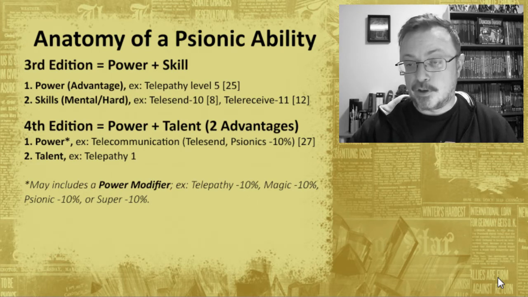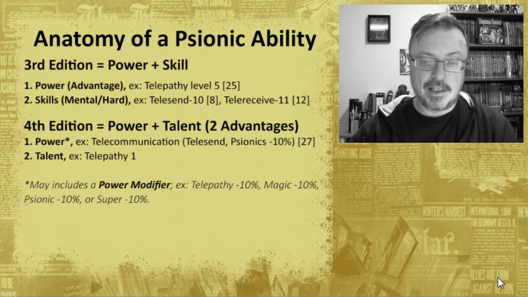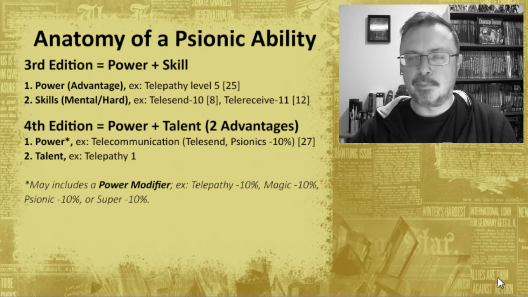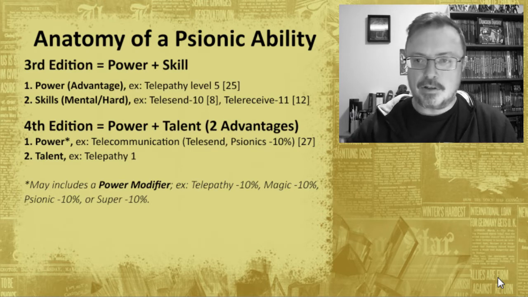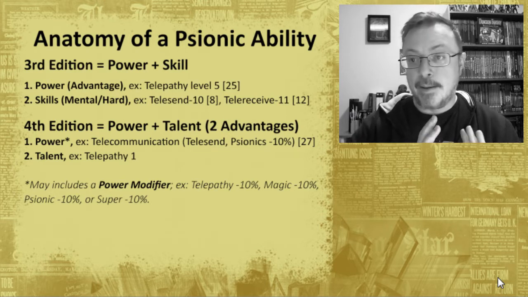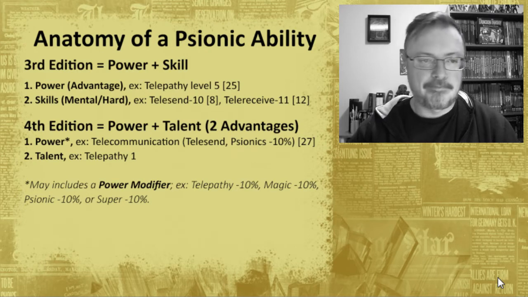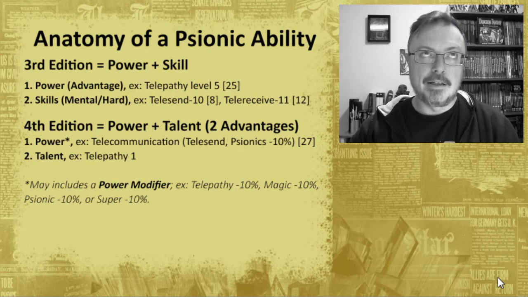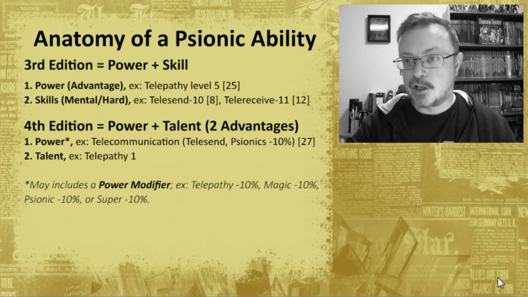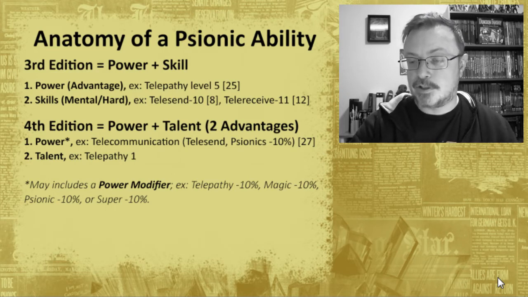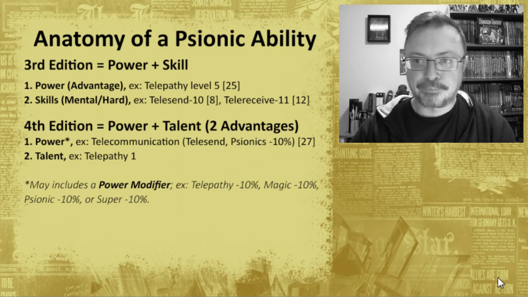Now, in fourth edition, the scheme is a little bit more detailed, but in a way, it's more simple too. In fourth edition, you buy a power, an advantage, and then, optionally, you can buy another advantage called a talent to give you a bonus to use your power.